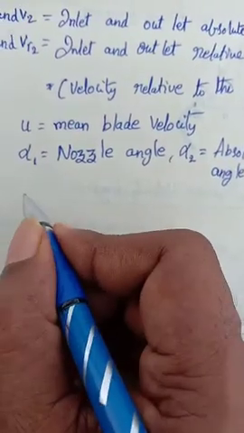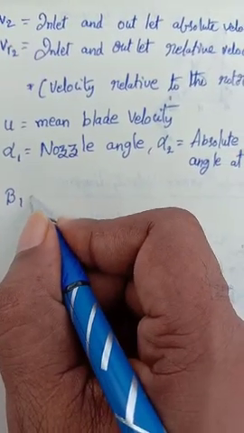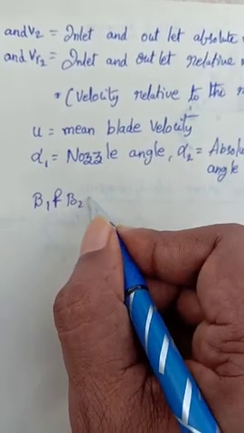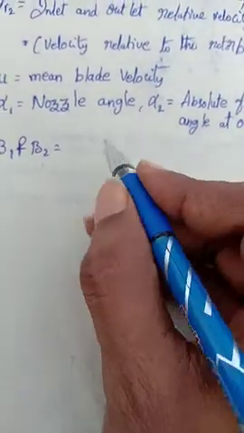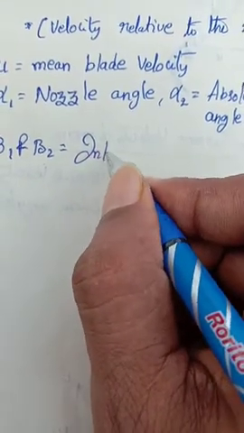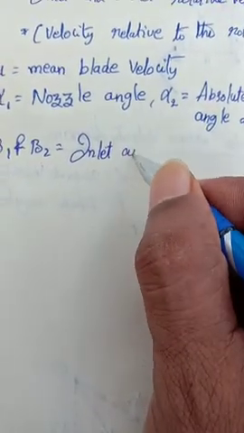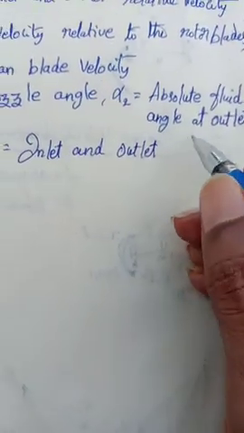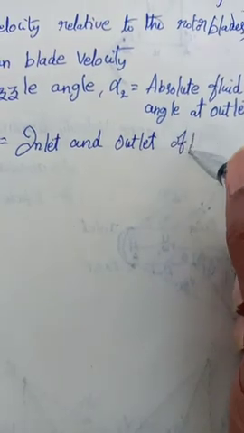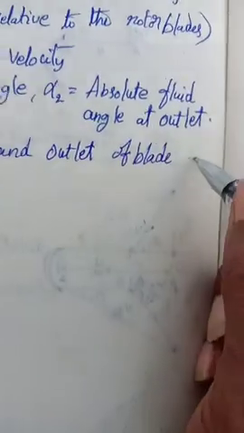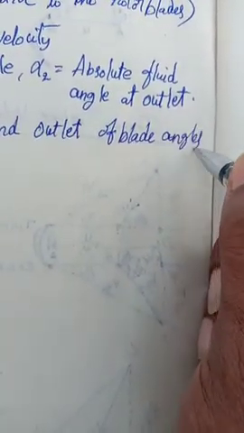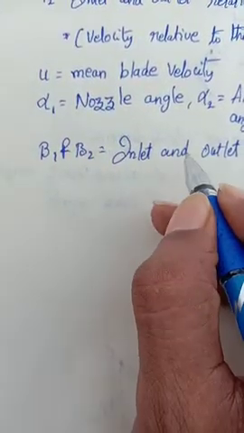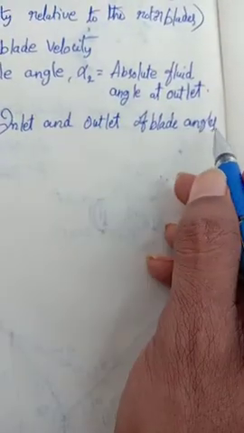Now we go for beta 1 and beta 2, that is equal to inlet and outlet blade angles. Okay, so circle beta 1 and beta 2 as the inlet and outlet blade angles.